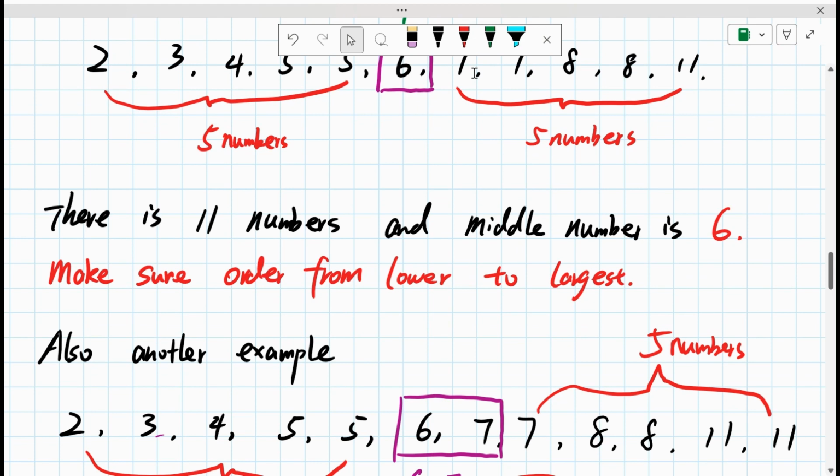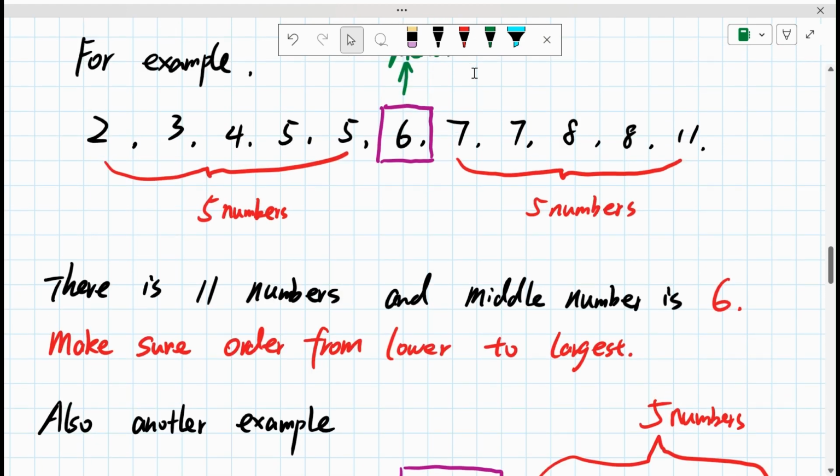Make sure every single time that you order the numbers from lowest to largest, which will make life easier, okay? So do not mix it up. Start from the lowest number to the maximum number.